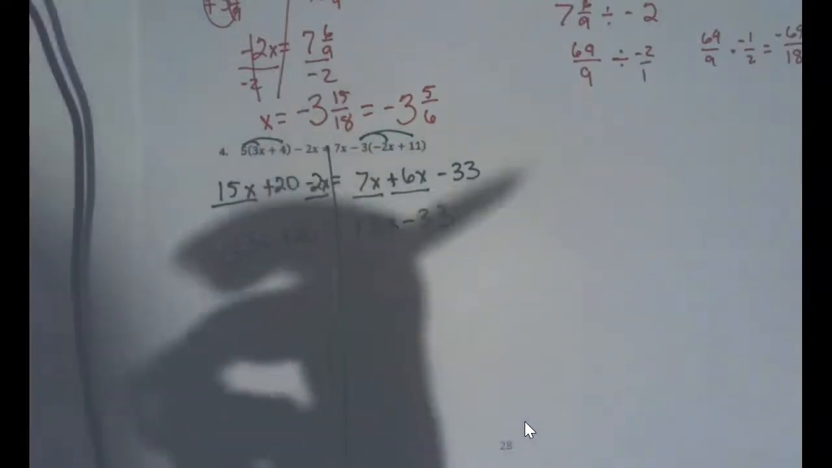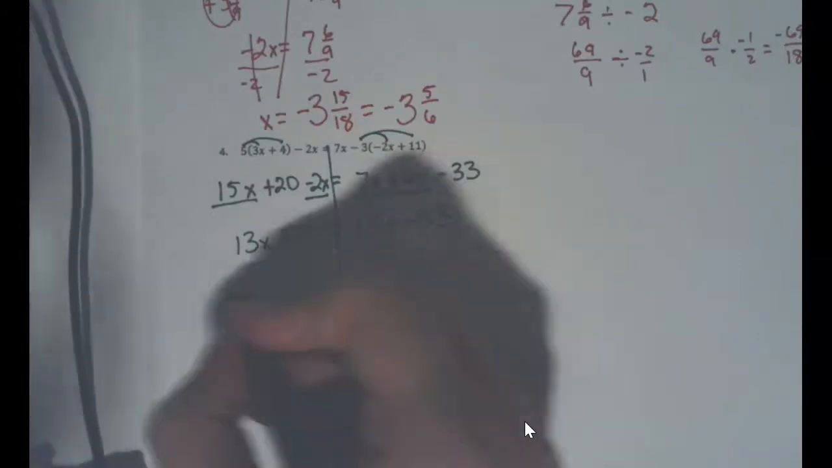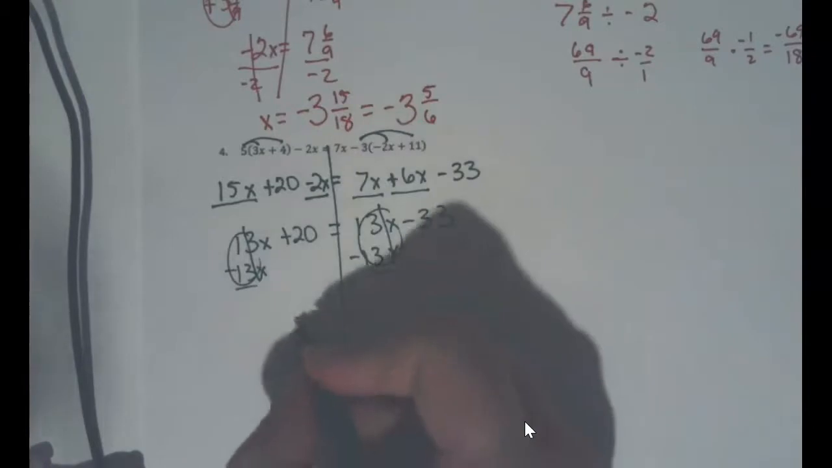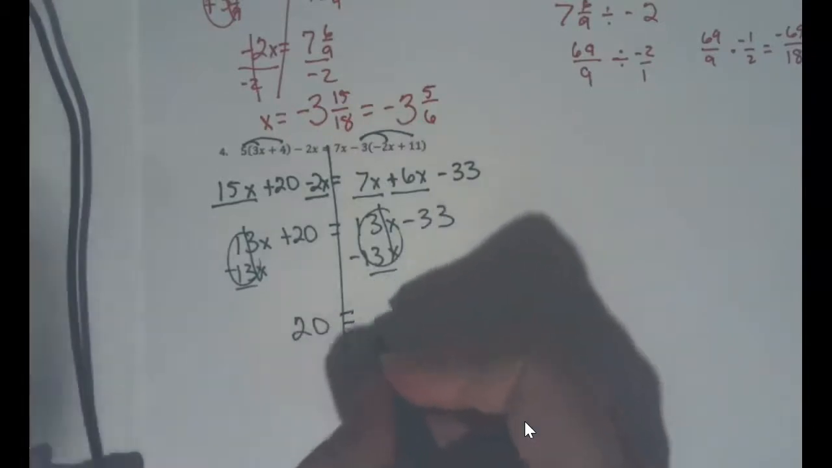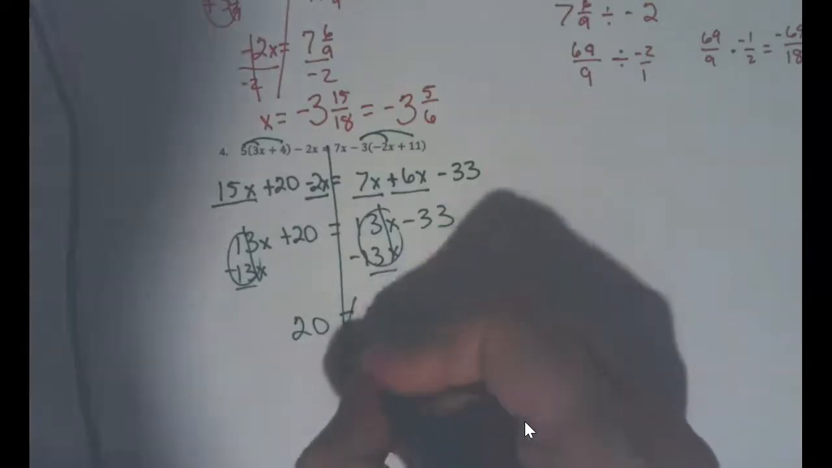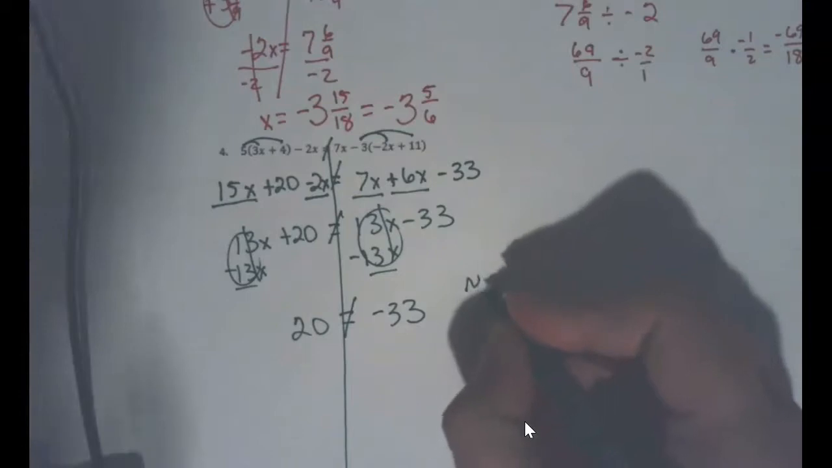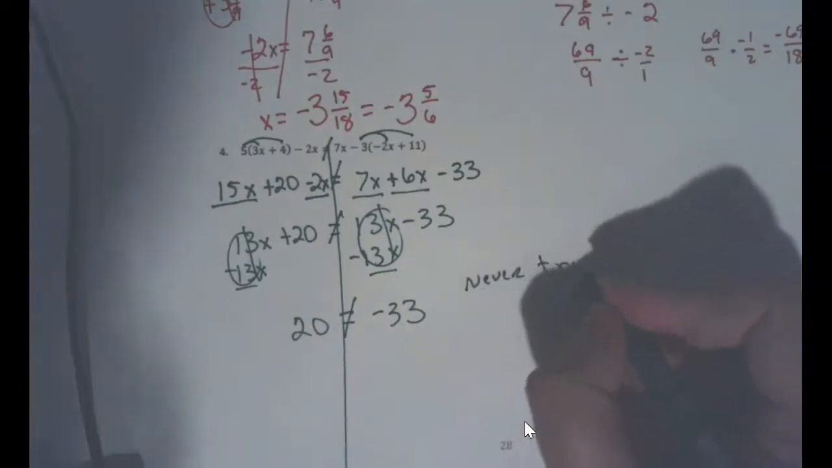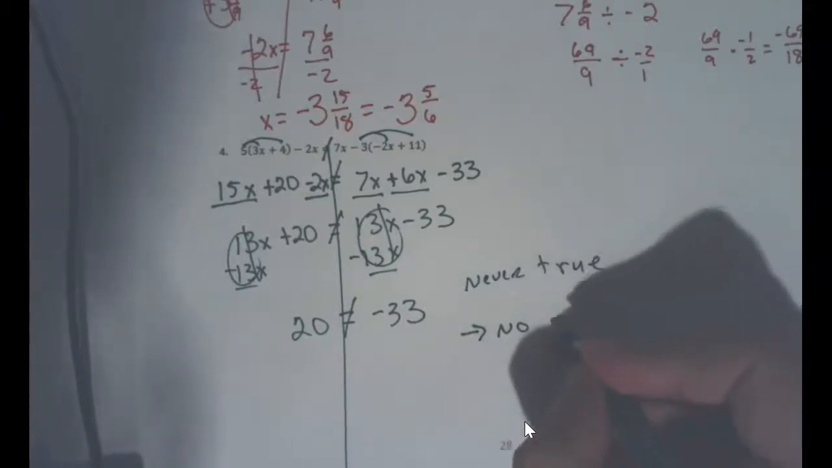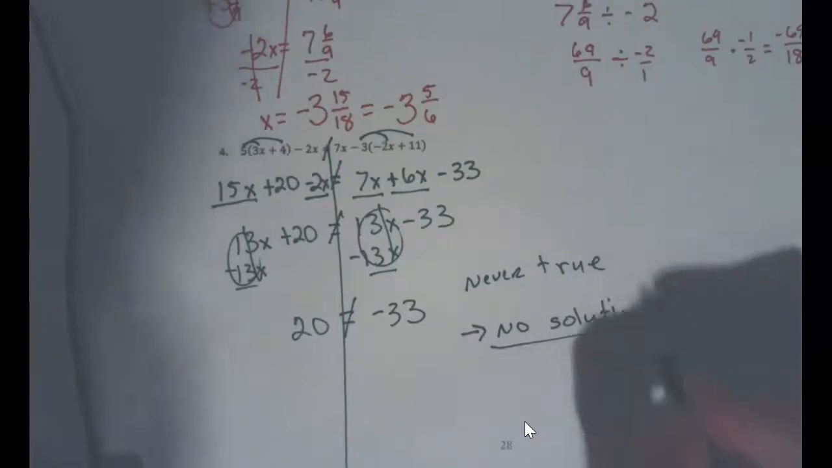Now I need to move all the variables to the same side. So I'll just subtract 13x from each side. And those both are eliminated, leaving me with 20 is -33. Oh, but that's not true. None of those are true. So this is never true. And another way that we identify this is by saying there is no solution. No solution.